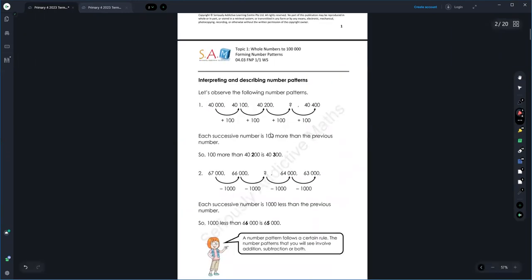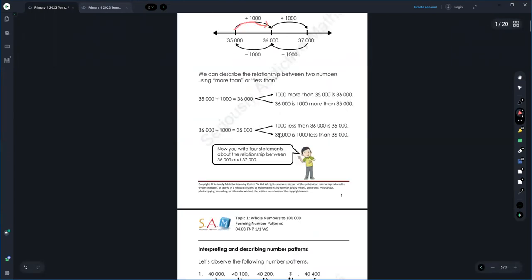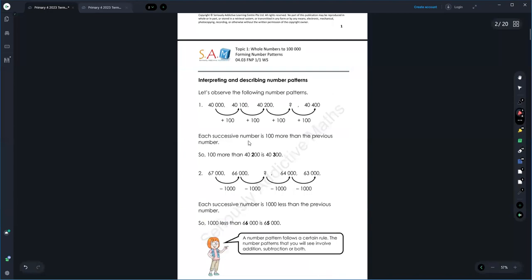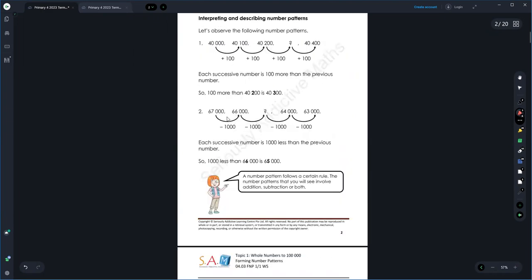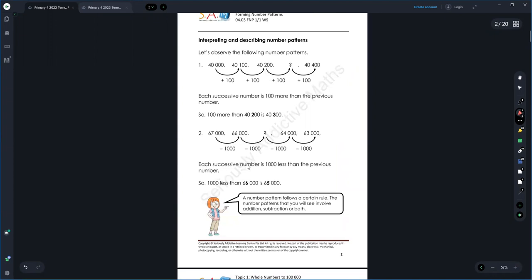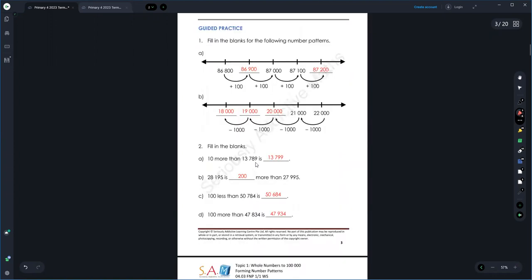Okay, so the phrasing that we recommend is this. For example, if the difference between the first number and the second number and subsequent numbers is plus 100, we write it as: each successive number is 100 more than the previous number. So teach students the phrasing. If it's less, we will write: each successive number is 100 less than the previous number.